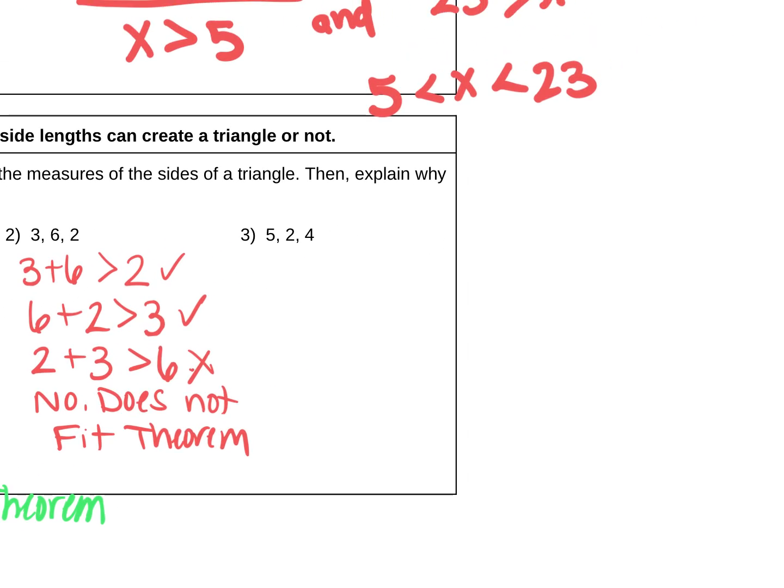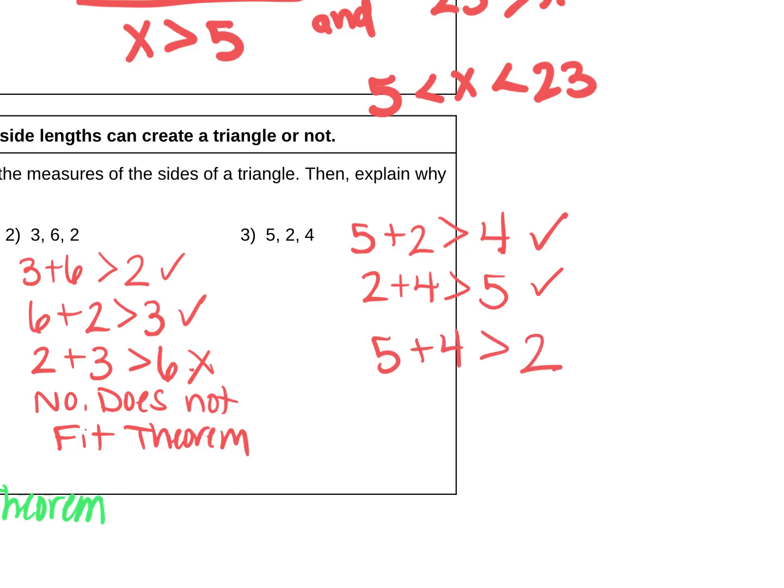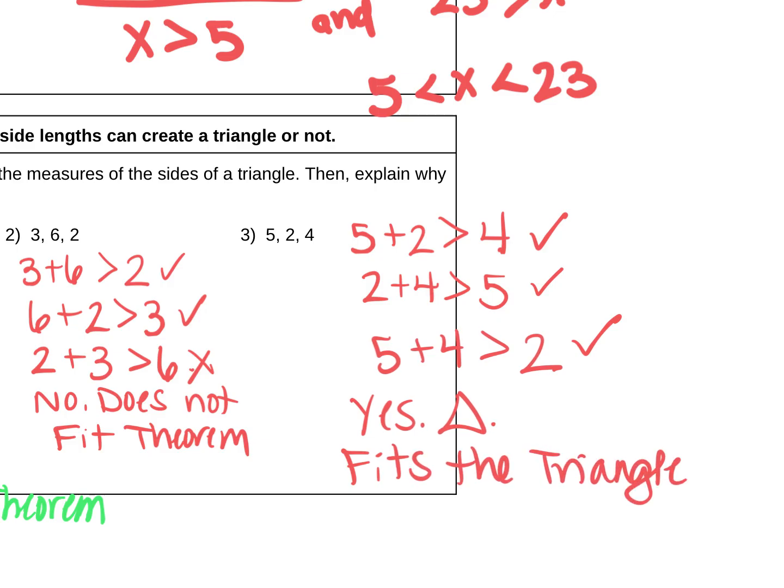And last, we're going to check these. We're going to go 5 plus 2. Is that going to be bigger than 4? Yup. 2 plus 4. Is that bigger than 5? Yup. And then 5 plus 4. Is that bigger than 2? Yes. So we would say, yes, this makes a triangle because it fits the triangle inequality theorem.